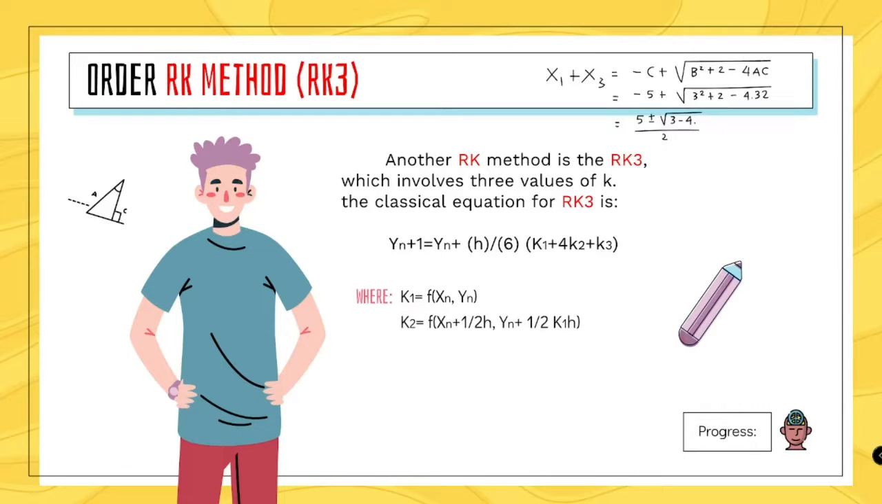K sub 2 equals function of x sub n plus 1/2 h and y sub n plus 1/2 k sub 1 h. And the last is k sub 3 equals function of x sub n plus h and y sub n equals k sub 1 h plus 2 k sub 2 h.